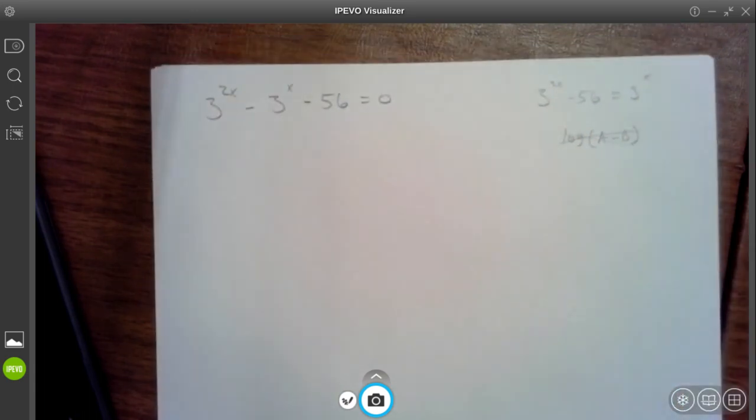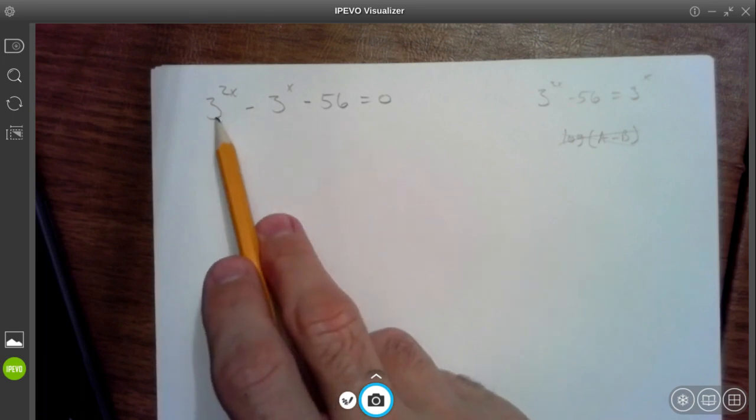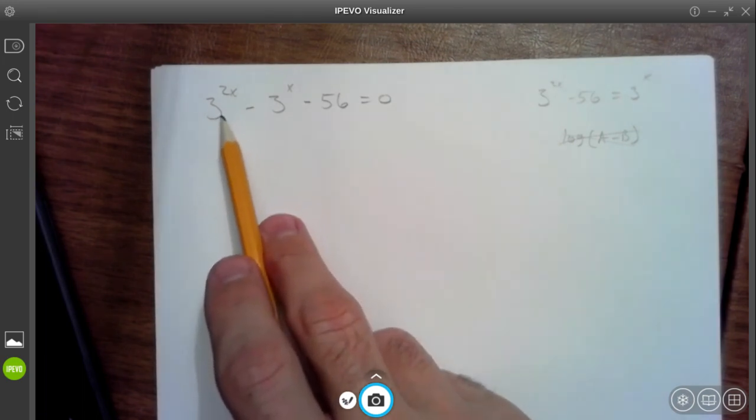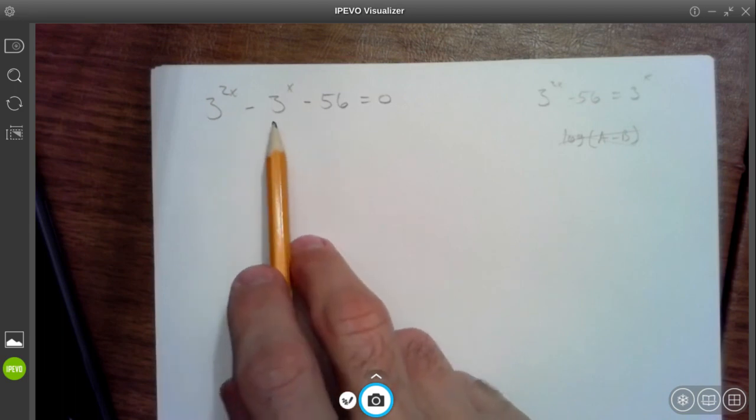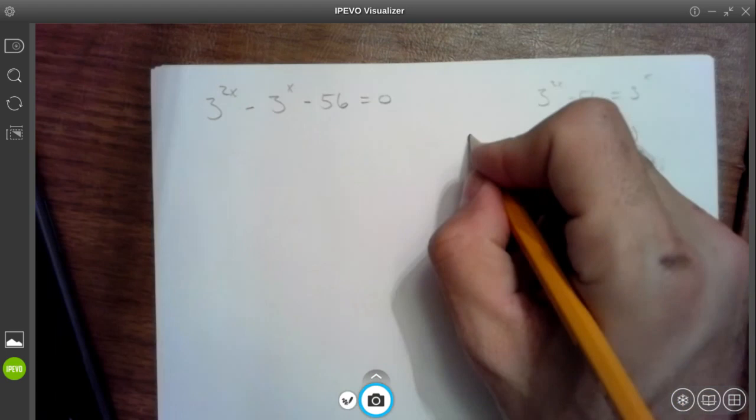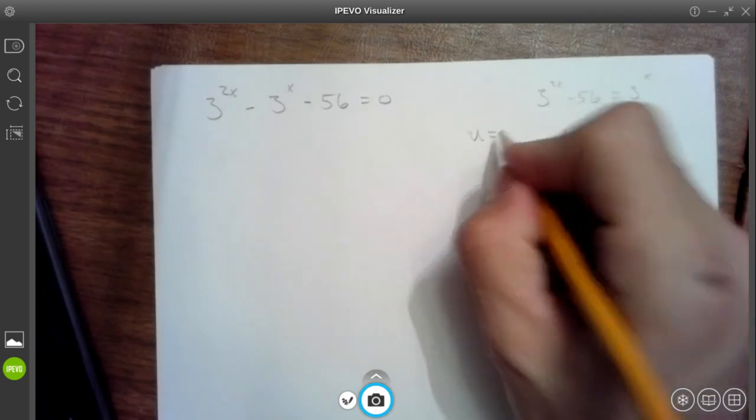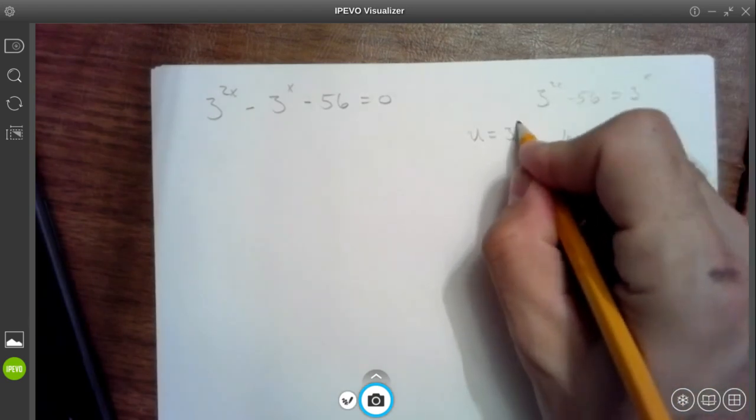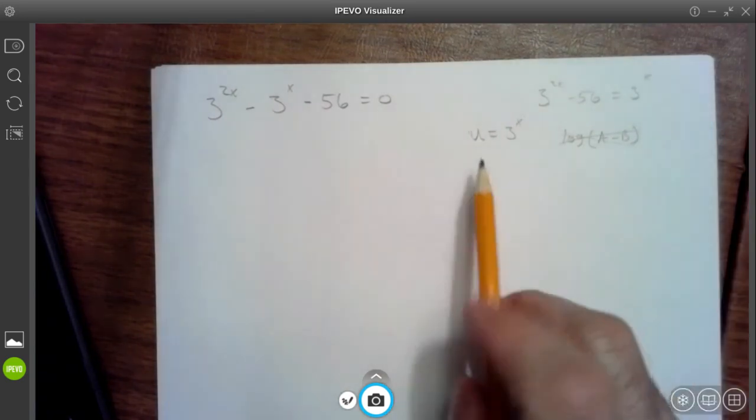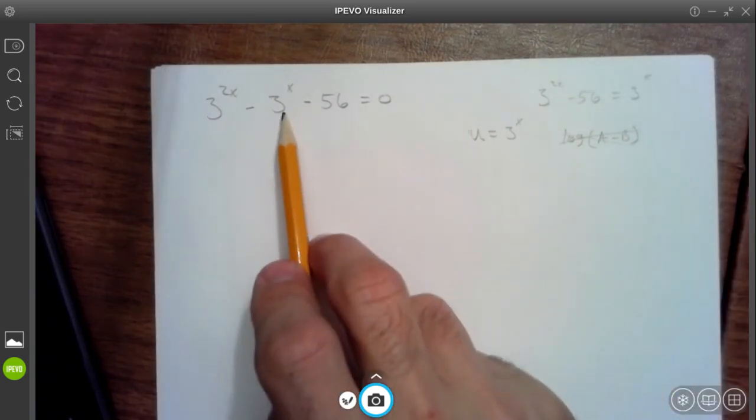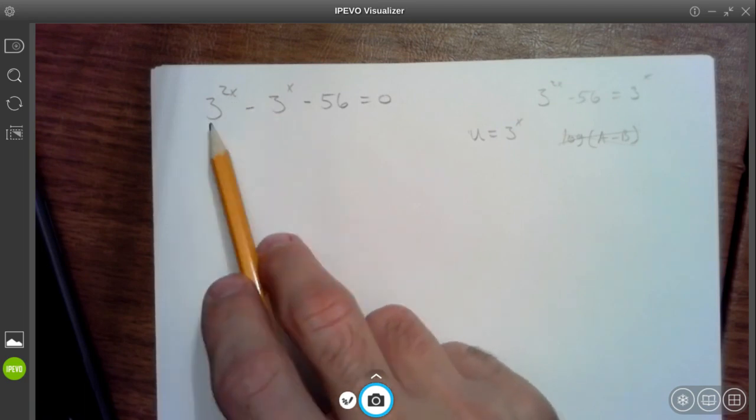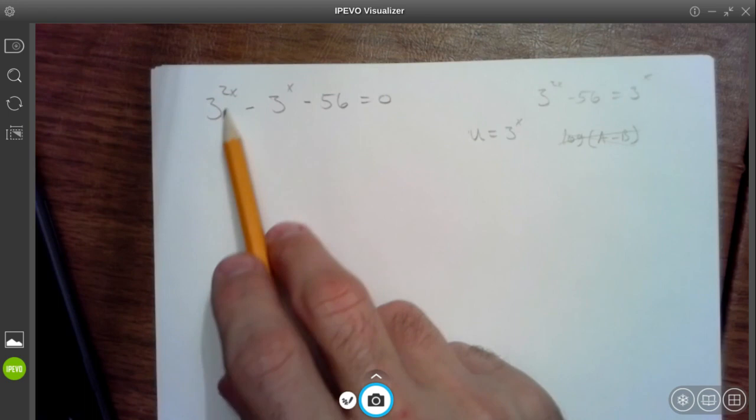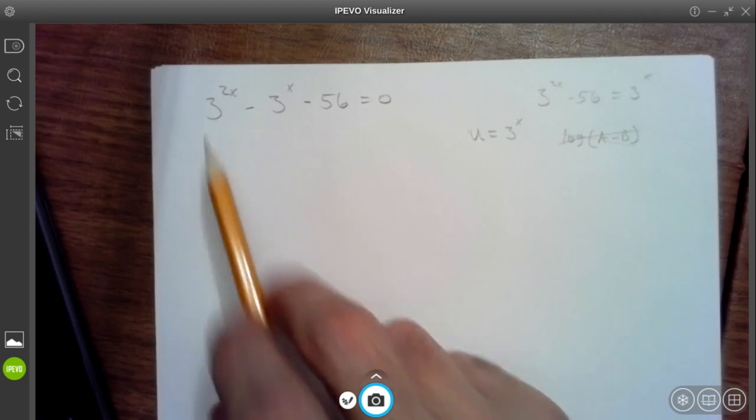But thankfully, this one's in a special form. What we can do is something called u substitution, or substitution, and then we're going to solve it by factoring. What we're going to do is let u equal 3 to the x. The thing to notice here is that 3 to the x is your middle term, and 3 to the x squared is your first term.